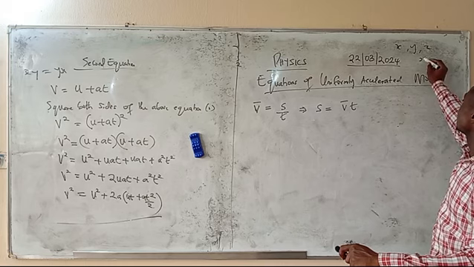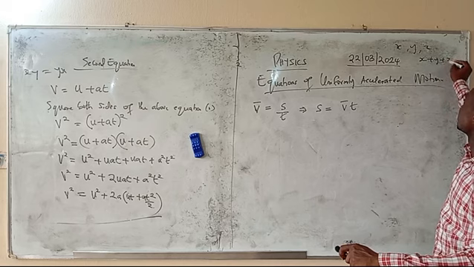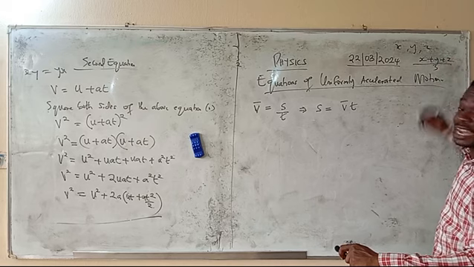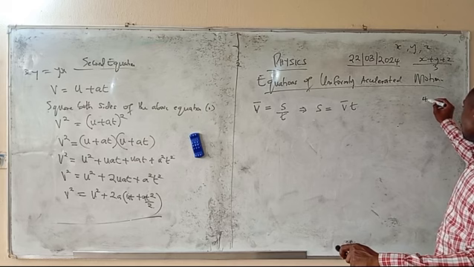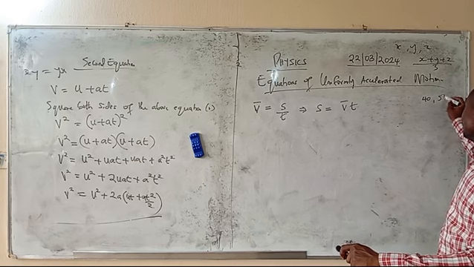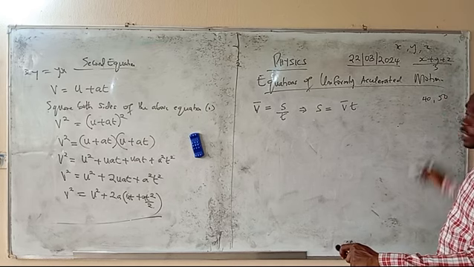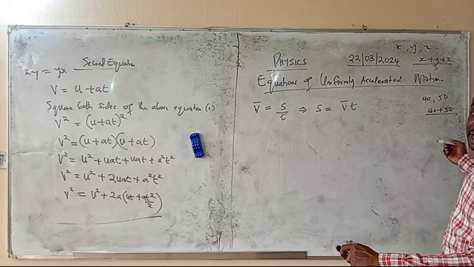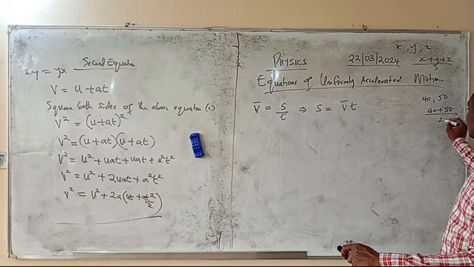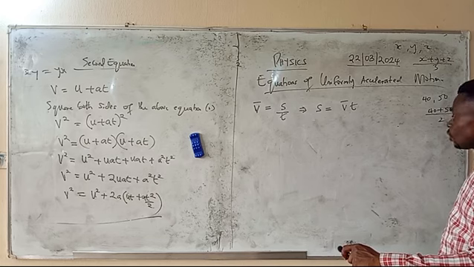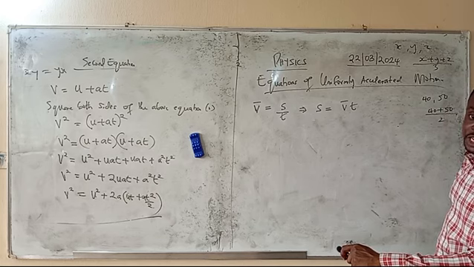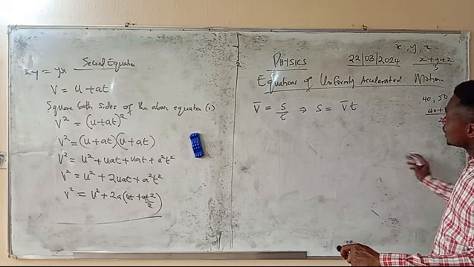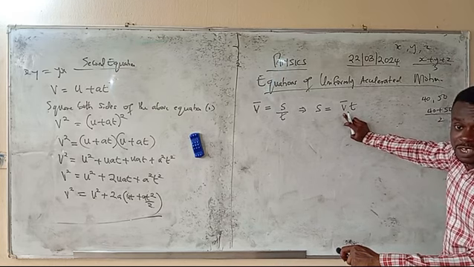X plus Y plus Z all over what? 3. This is the average. If we have two numbers, 40 and 50, and you have to find the average, it's simply 40 plus 50 divided by how many? 2. If you solve it, it will be the average of the numbers.